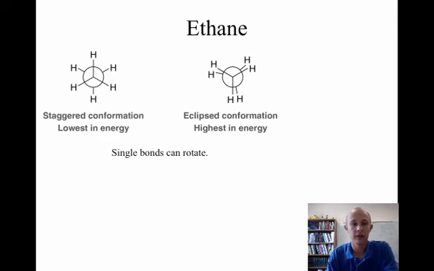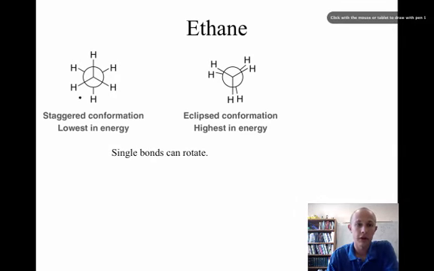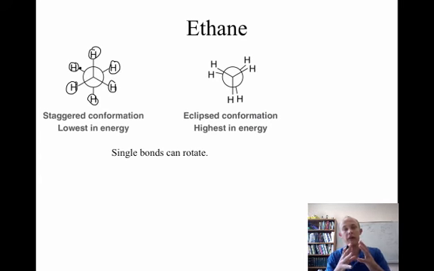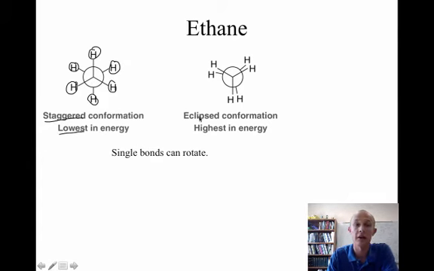The two extremes we're going to call staggered. The lowest energy conformation is going to be staggered because each one of these hydrogens has a cloud of electrons surrounding it, and those electrons are negatively charged and they repel each other. So this staggers those electrons as far apart from one another as possible. So this staggered conformation is always going to be the lowest in energy.